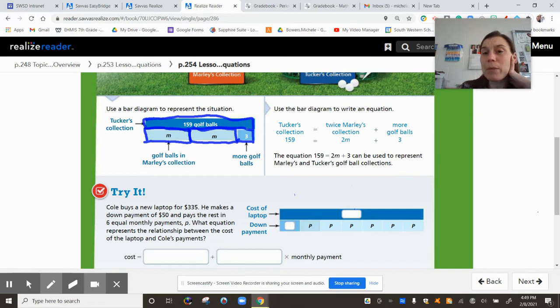Or this is the way we did it. We said, okay, here's the amount that Tucker has. That's the same as saying twice what Marley has and 3 more. So there's the equation. Notice that their equation is written in this order.